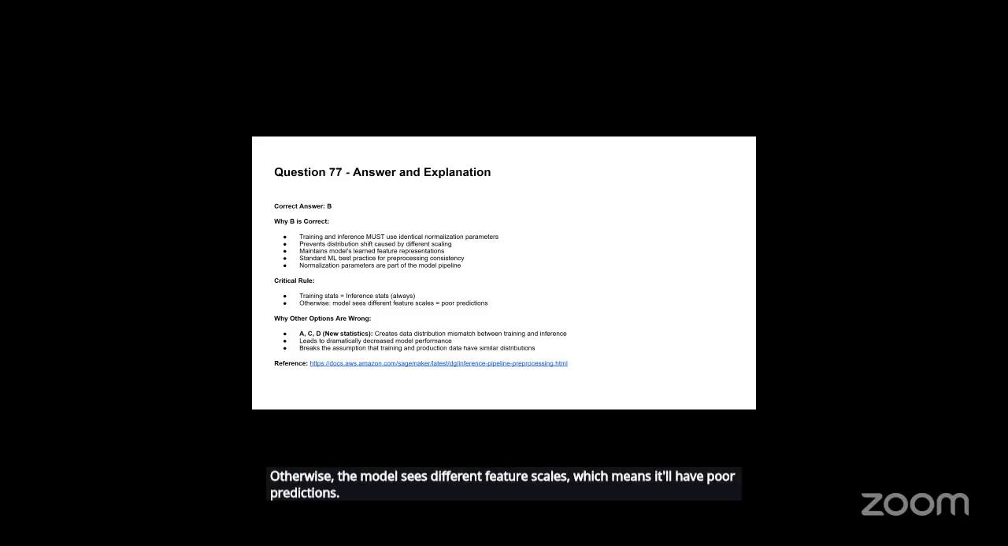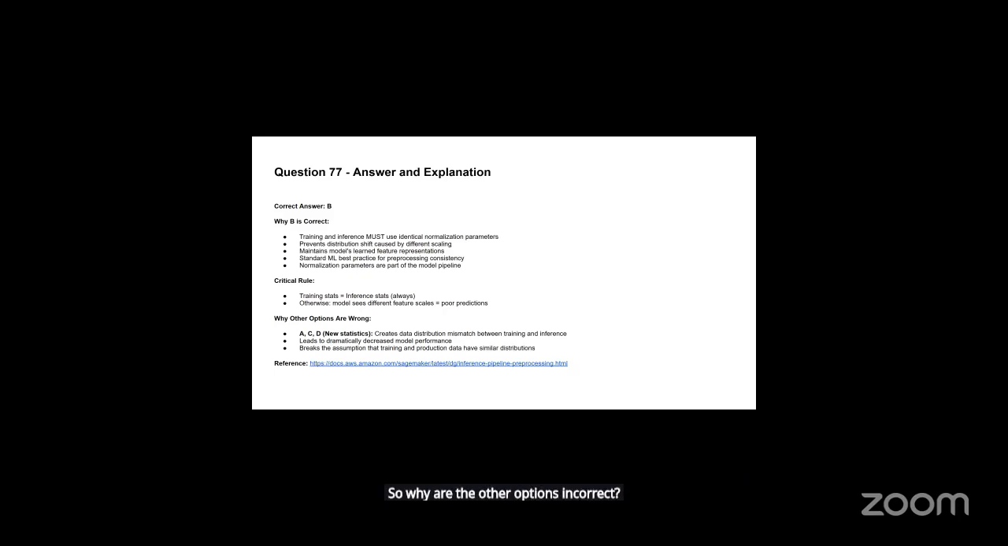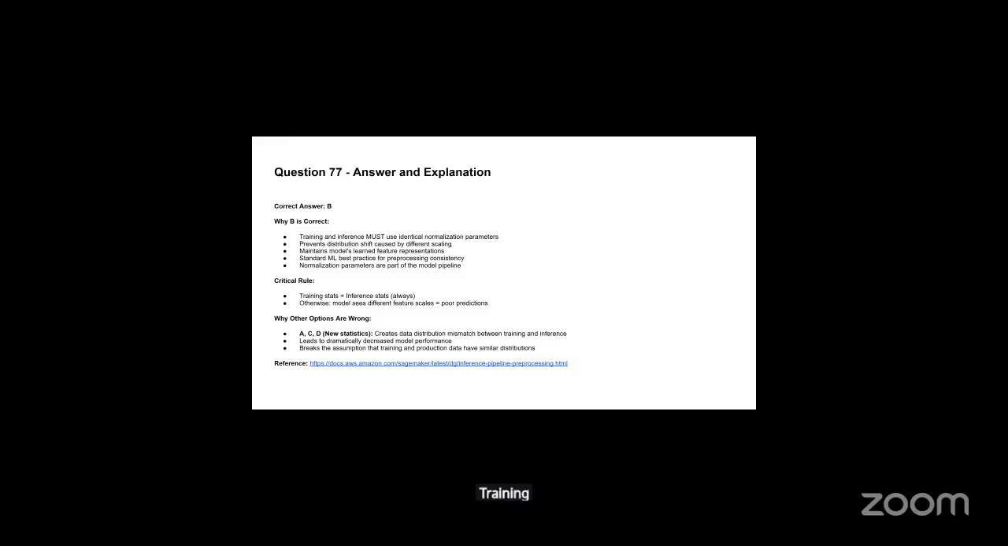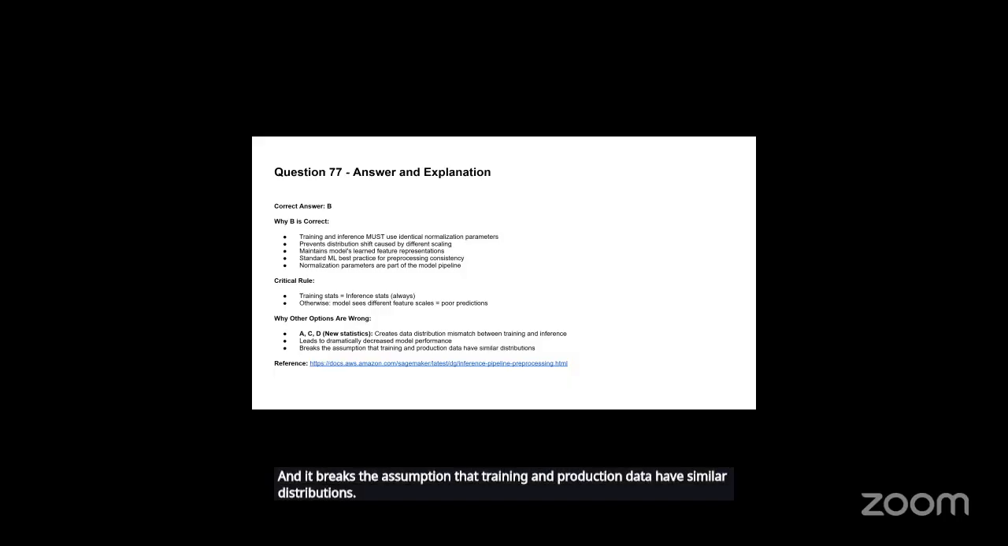So why are the other options incorrect? A, C, and D, the new statistics, create a data distribution mismatch between training and inference. It leads to dramatically decreased model performance, and it breaks the assumption that training and production data have similar distributions.